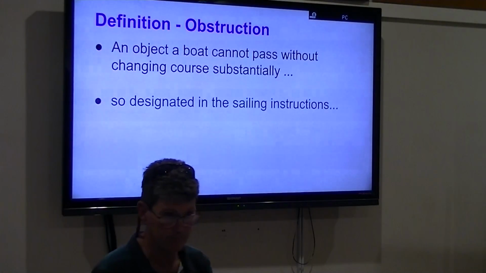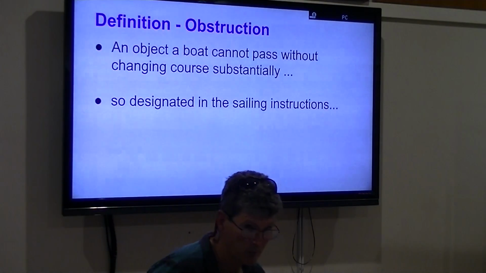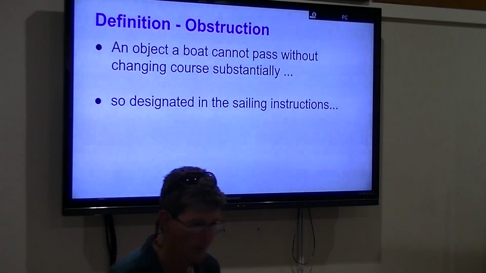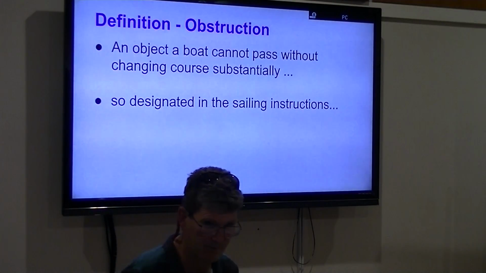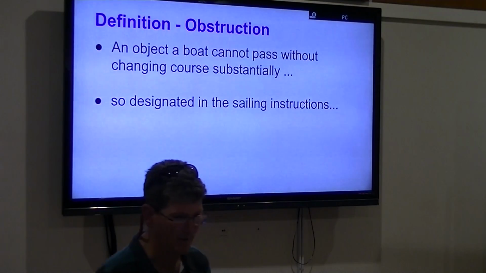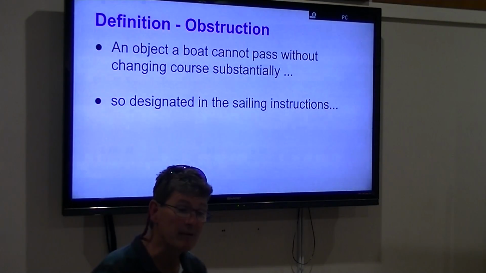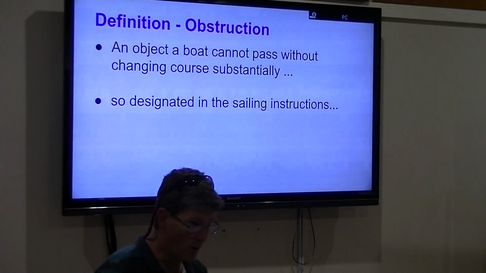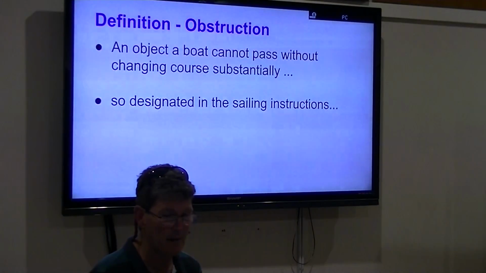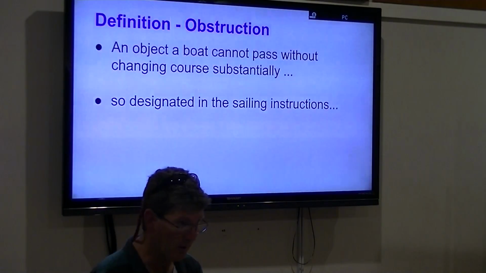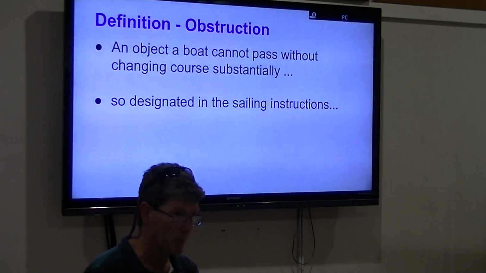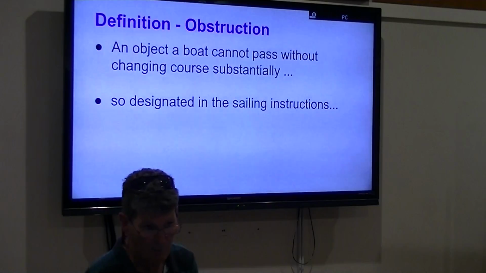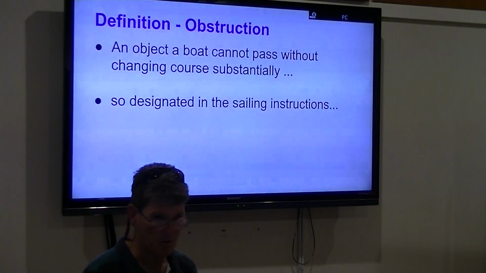So a log in the water? Yes, that would be an obstruction, I think, even though no one else can probably see it over here. A hat floating in the water, maybe not. But a log, yes. Something designated in the sailing instructions. Quite often our sailing instructions will designate an obstruction. Can anyone think of anything in our South Heads? Well, that would be a harbour navigational mark, so that's an obstruction.